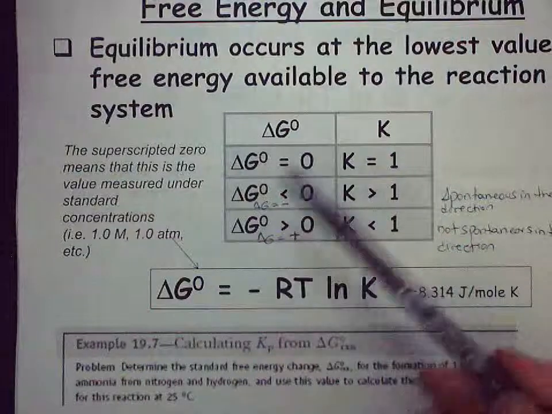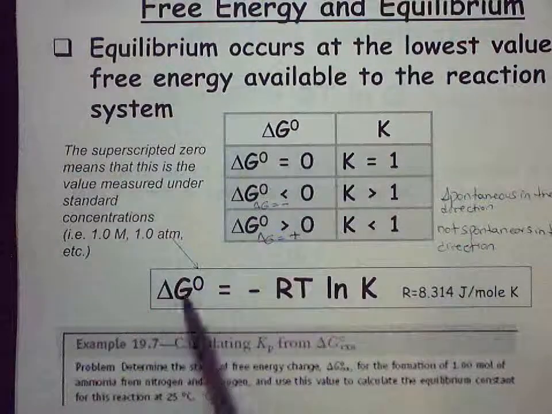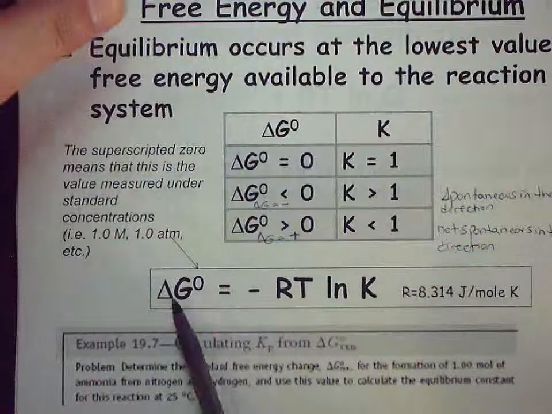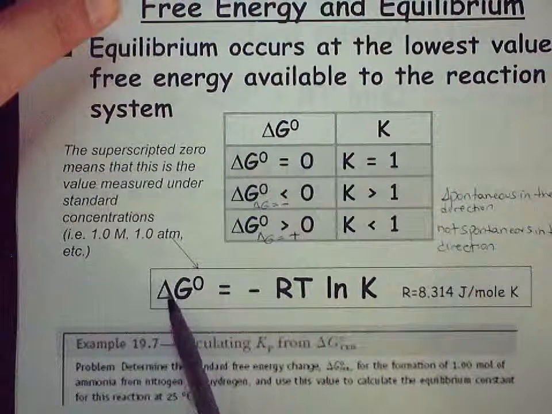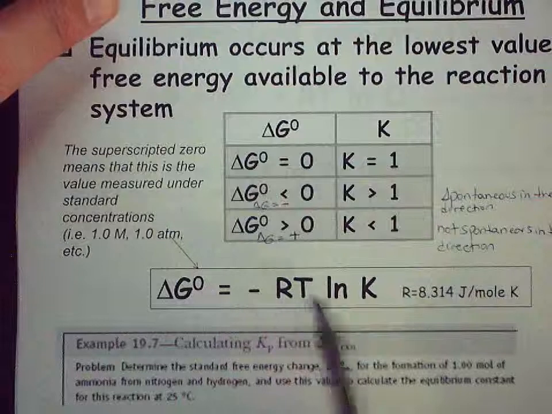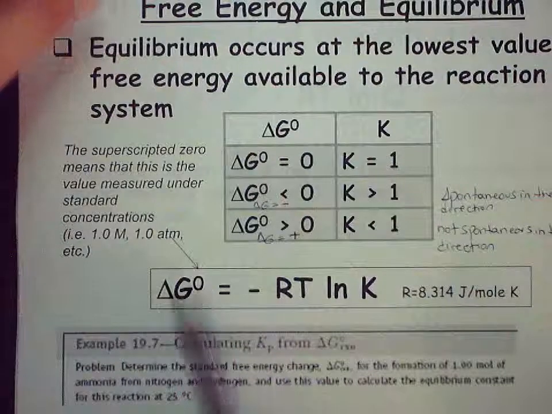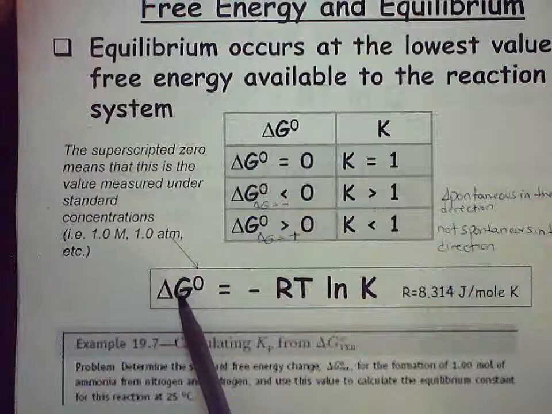All right. There's a formula that allows us to calculate the equilibrium constant K for an equation knowing delta G. It's right here. It's delta G naught is equal to negative RT ln K. When you calculate delta G from the back of the book, you're calculating delta G naught, the standard one, because all those numbers were measured under standard conditions.